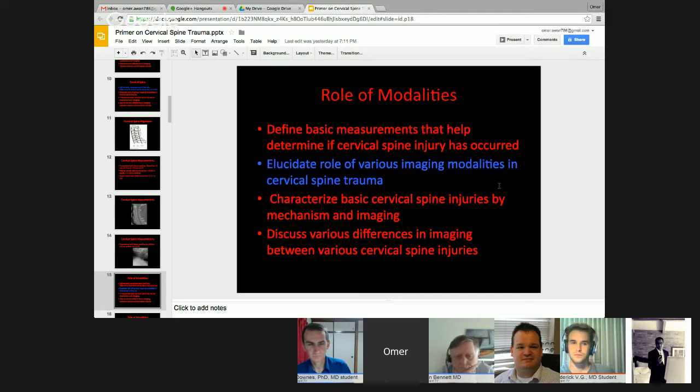There's a ton of other measurements, like the Powers ratio and others that I did not get into. For the purposes of this talk, this is a basic talk, and we're just going to talk about those basic measurements. Now we're going to elucidate the role of various imaging modalities in cervical spine trauma.